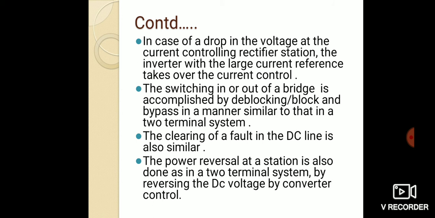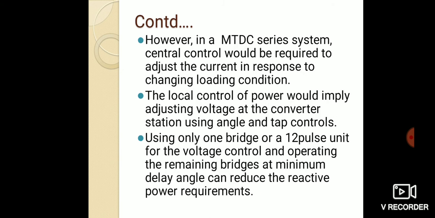In case of a drop in the voltage at the current controlling rectifier station, the inverter with a larger current reference takes over current control. The switching in or out of a bridge is accomplished by deblocking or block and bypass in a manner similar to the two-terminal system. The clearing of faults in the DC system is also similar. Power reversal at a station is done in a two-terminal system by reversing DC voltage and converter control.